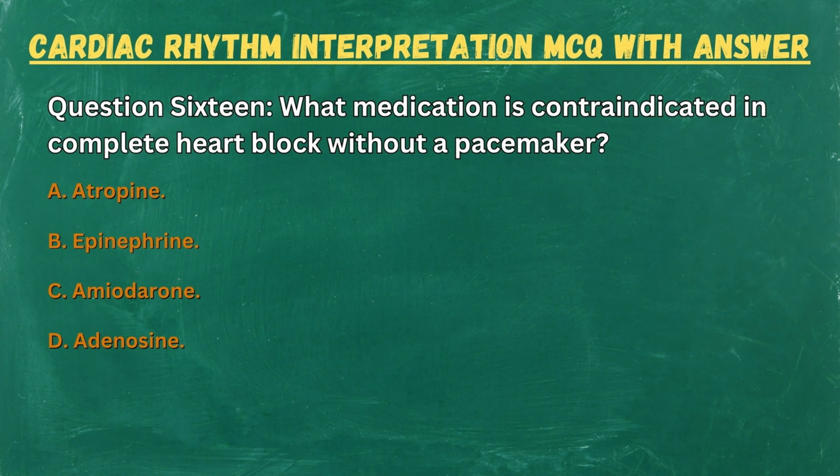Question 16. What medication is contraindicated in complete heart block without a pacemaker? A. Atropine. B. Epinephrine. C. Amiodarone. D. Adenosine. Answer: D. Adenosine.